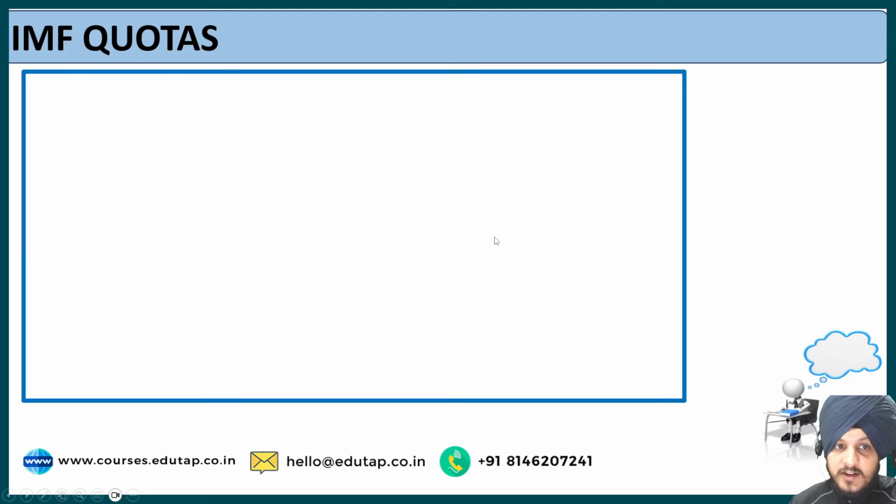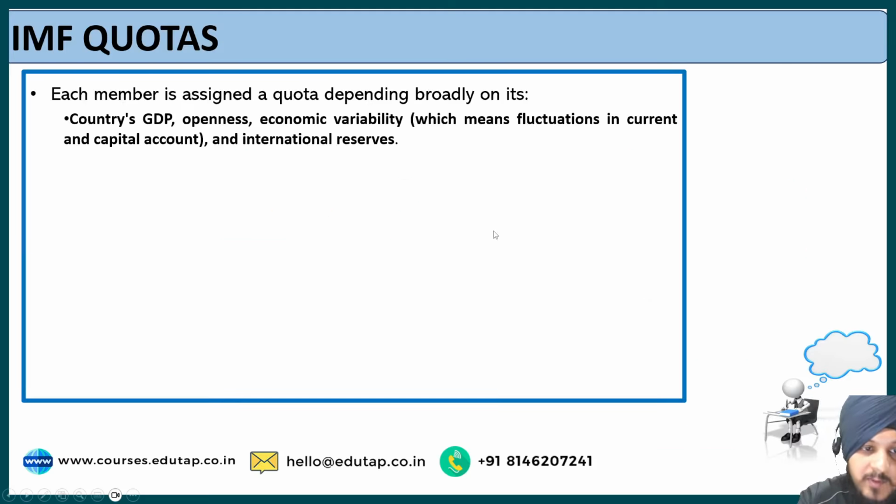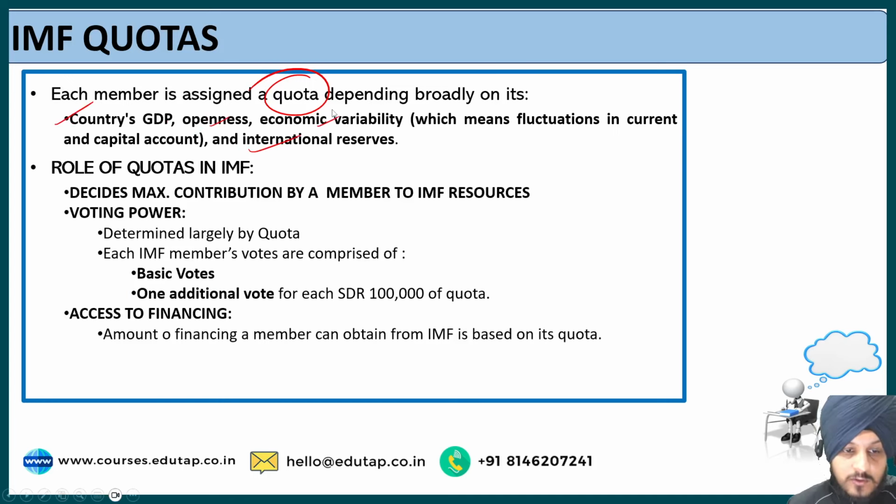So now let us read it through the slides. Each member is assigned a quota depending on its country's GDP, openness, economic variability, and international reserves. Now, the role of quota is that it decides the maximum contribution by a member to IMF resources, then the voting power, which is basic votes and additional votes, and then the access to financing. I hope this is clear to you.